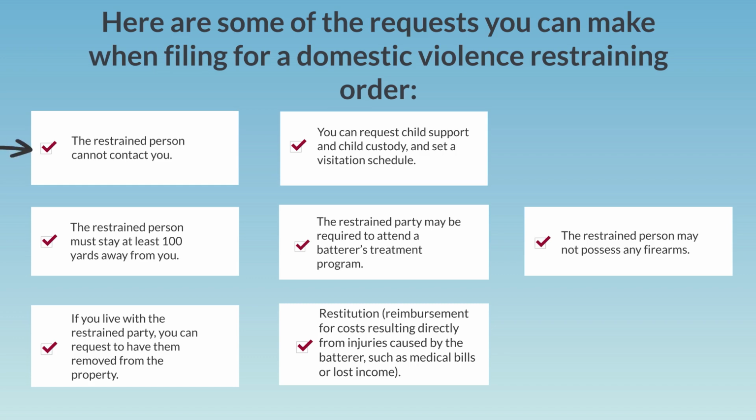The restrained person cannot contact you. The restrained person must stay at least 100 yards away from you. If you live with the restrained party, you can request to have them removed from the property. You can request child support and child custody and set a visitation schedule. The restrained party may be required to attend a batterer's treatment program. Restitution, which is reimbursement for costs resulting directly from injuries caused by the batterer, such as medical bills or lost income. The restrained person may not possess any firearms.